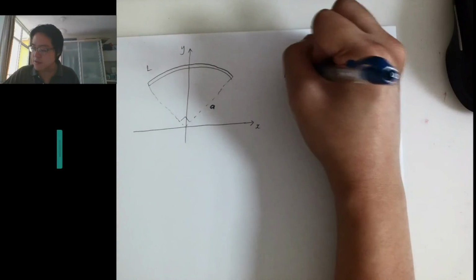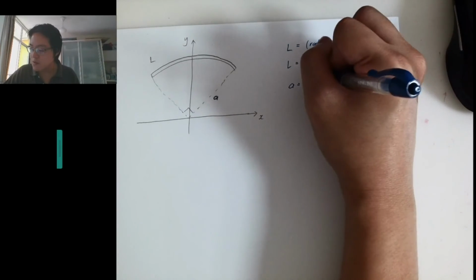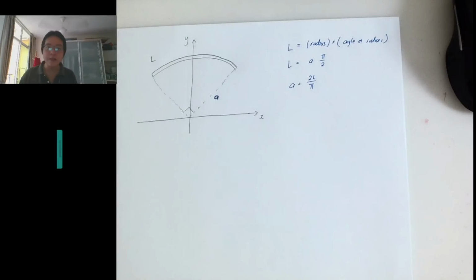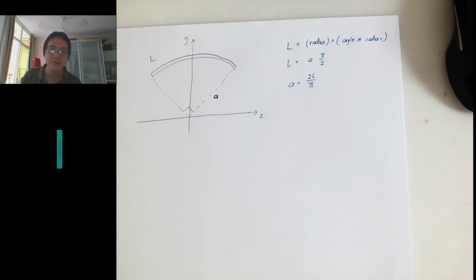Okay, so the radius is A and then the angle in radians will be pi over 2. So from here we got A is equal to 2L over pi. So we got a formula for A now, right? And then 2 pi A is equal to 4L. Basically the same as this equation, right? After you cancel out the 2.